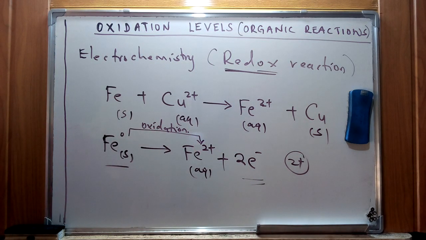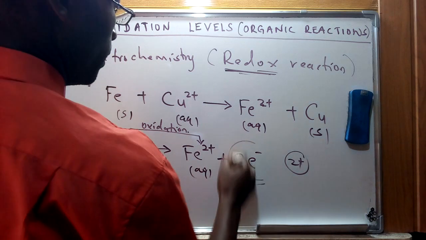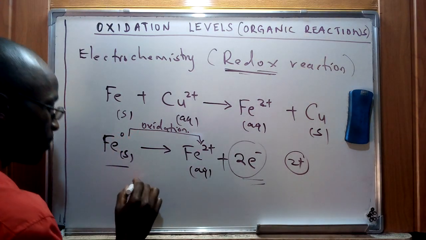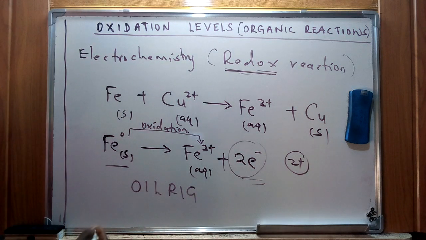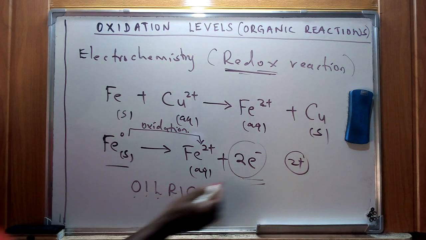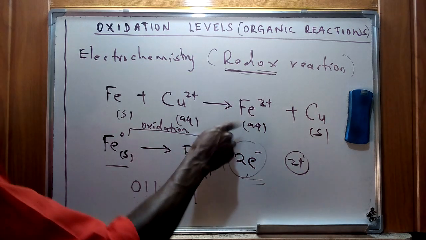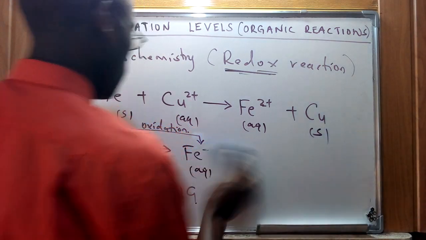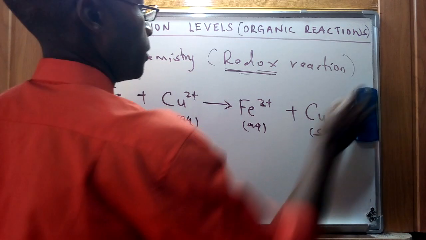There was an acronym that we use to sum up this concept of oxidation insofar as electrons are concerned. And this was OIL RIG, standing for oxidation is loss of electrons, while reduction is gain of electrons. Now, suppose we look at the other half, or rather what is happening with the copper.